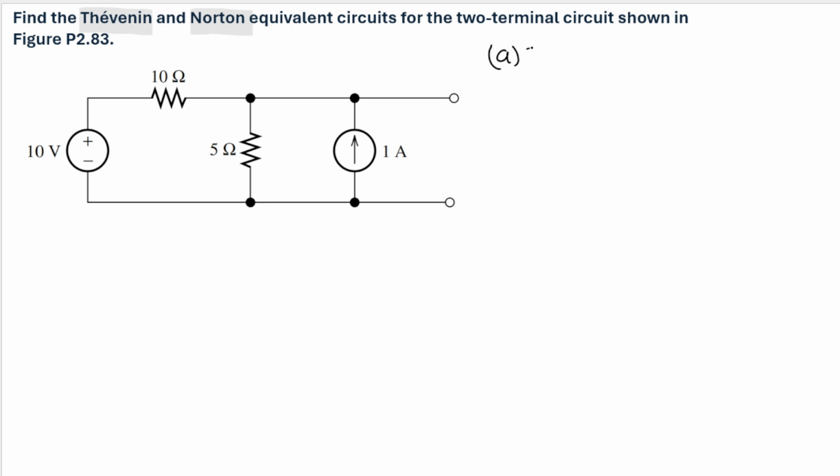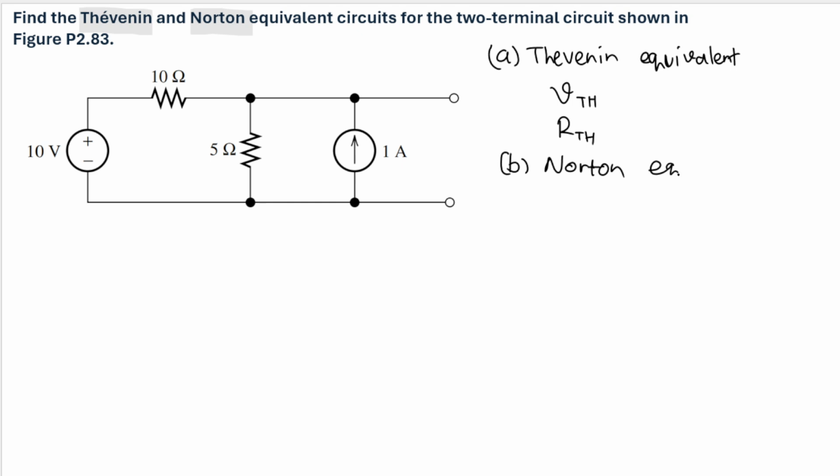The first one will be the Thevenin equivalent, and we need to find out two things, which is the Thevenin voltage here, and then also the Thevenin resistance. And then the second one, we will need to find out the Norton equivalent. Okay, the Norton equivalent. So we need to find out the Norton current, IN, and also the Norton resistance, Rn.